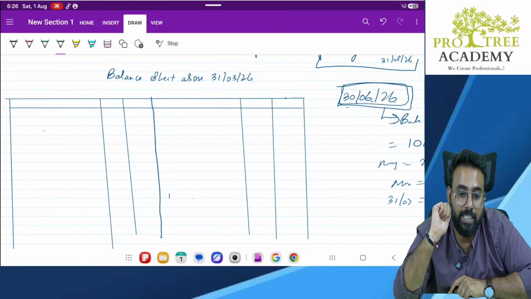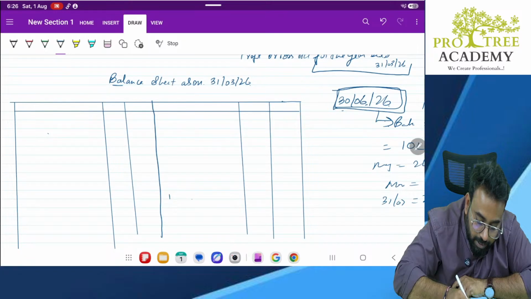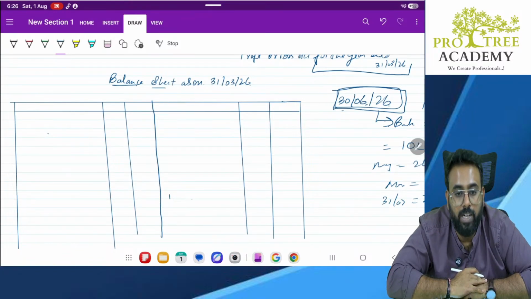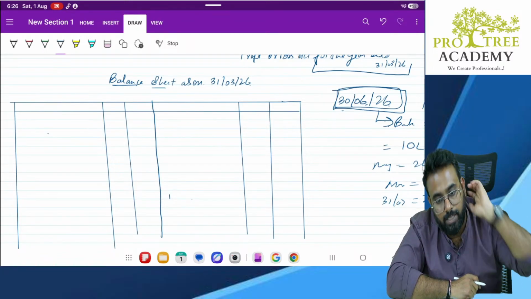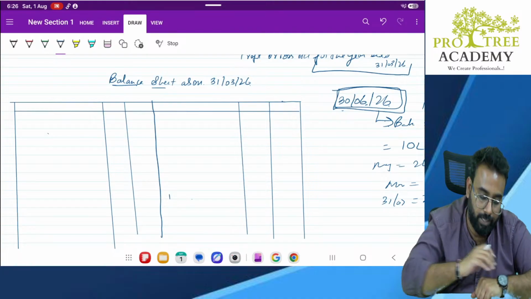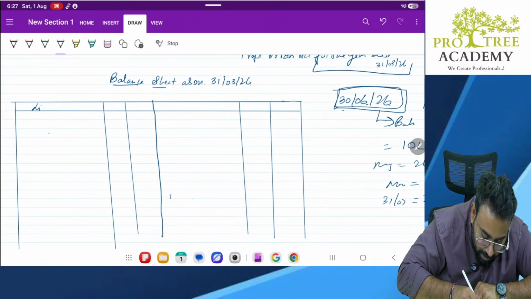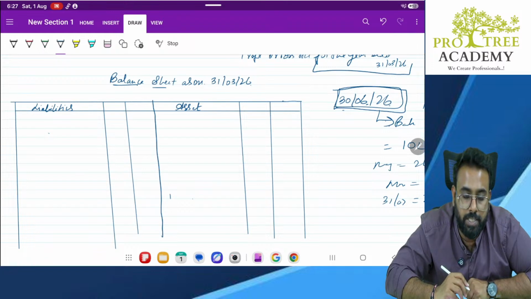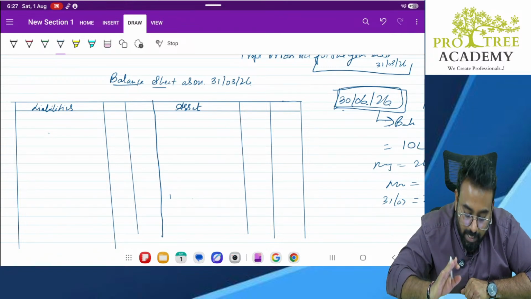Where shall we show that, sir? We will show that in the balance sheet. What are the items that will be visible in the balance sheet? Capital, liability and asset. So here on the left side, it is called liabilities, and on the right side, it is called assets. On the left side, it is liability. On the right side, it is asset.